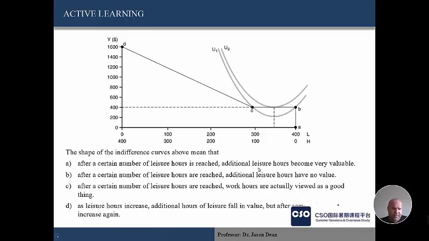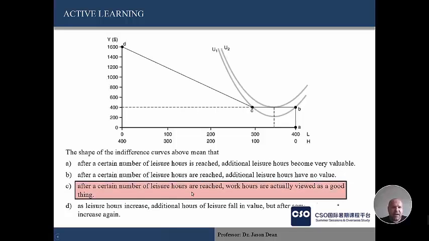So yes, these indifference curves are quite strange, and they would suggest that after a certain number of hours are reached, which corresponds to this point here, which would be 50 hours, the value of working for whatever reason is actually positive. So it gives them utility. But before this point, working would give them disutility.